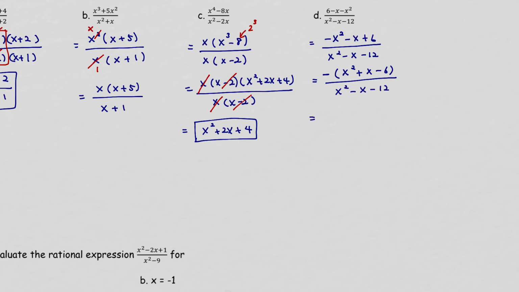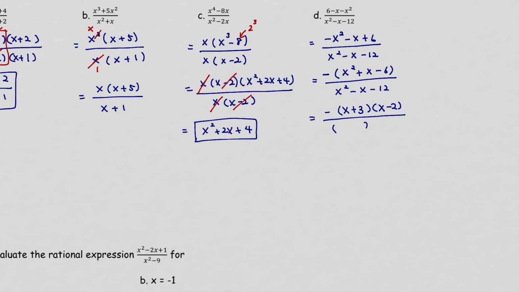Now I can factor the trinomial on the numerator. x times x, different sign. One is positive, one is negative, right? This one means different sign, right? So that will be 3 times 2 is 6, and 3 plus negative 2 is positive 1. So that will be the factor.